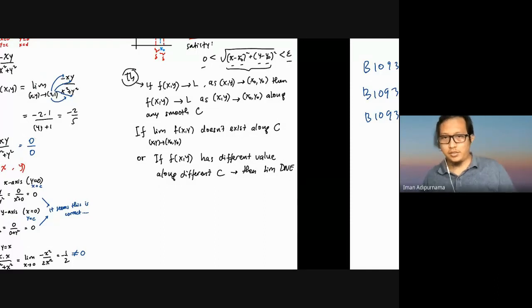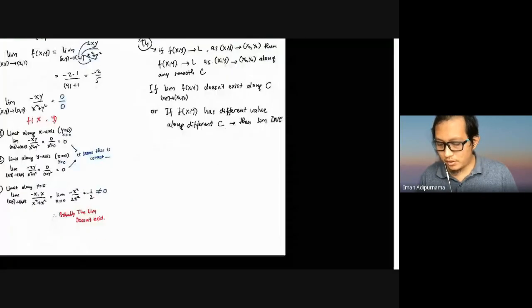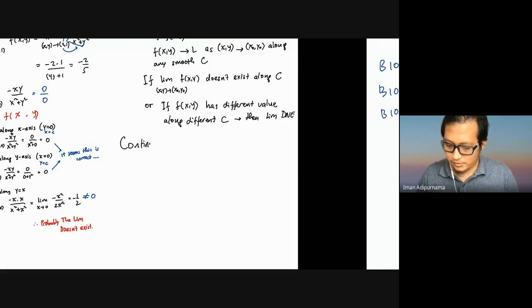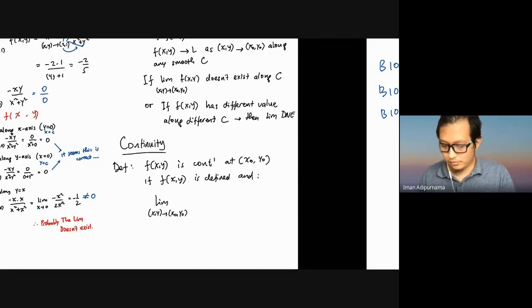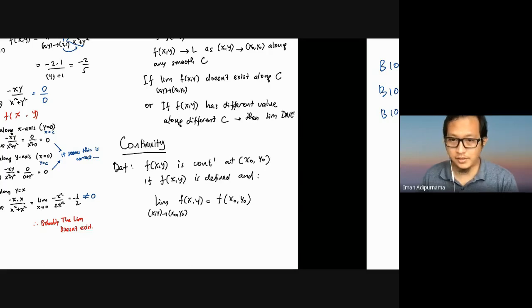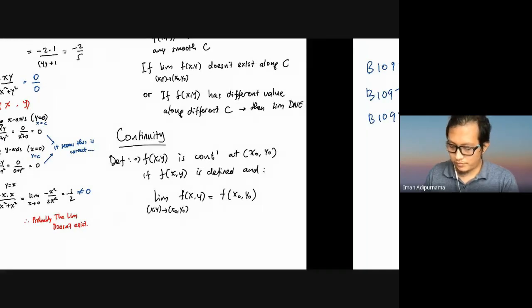I think the next one is continuity, but let me write a little part for continuity, and then we can stop the course. So the definition: the function f(x, y) is continuous at this point if the function is defined and the limit is the same as the function value. I think this makes sense, right? It's similar to what we have done in calculus one. This is the first, and the second is continuous on D, the open disk.